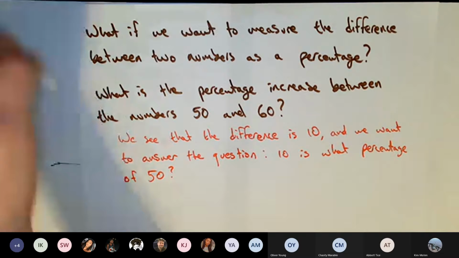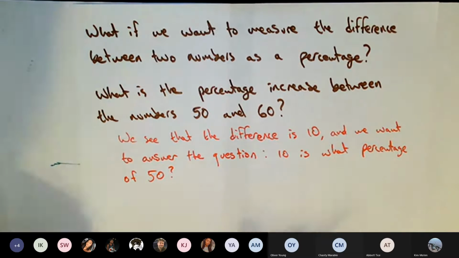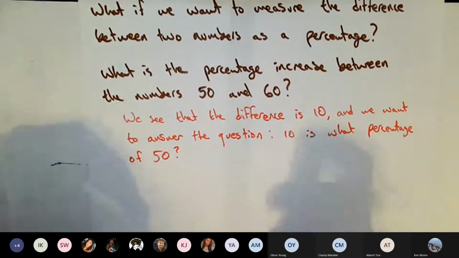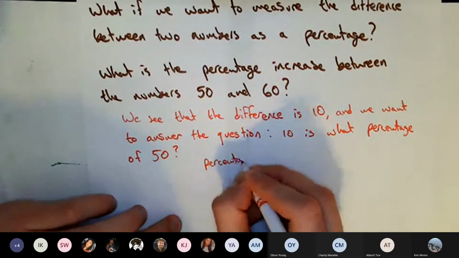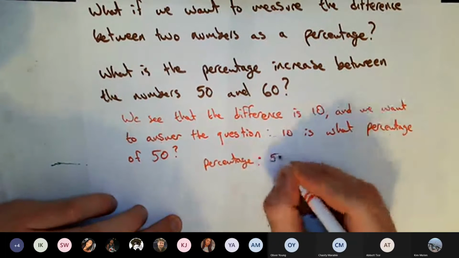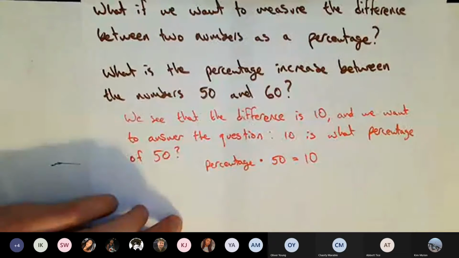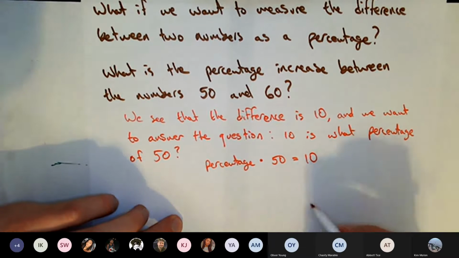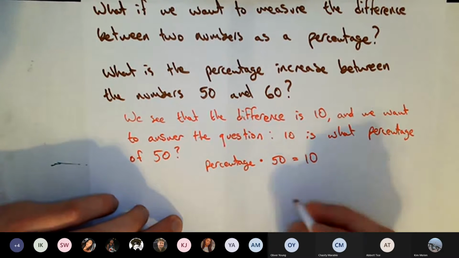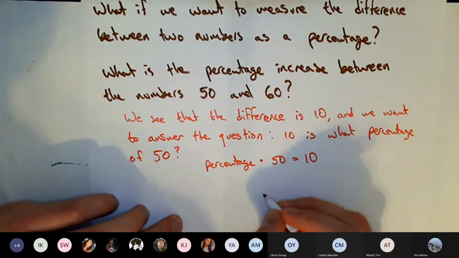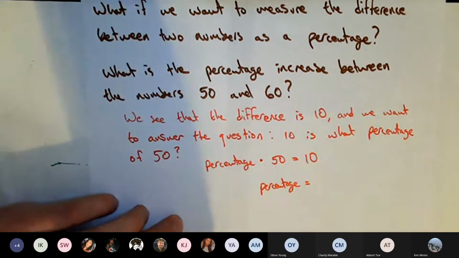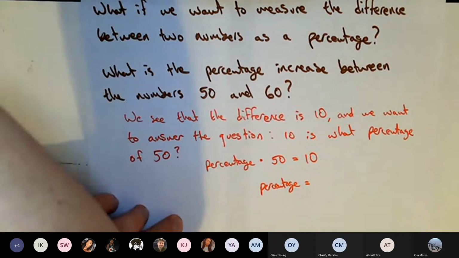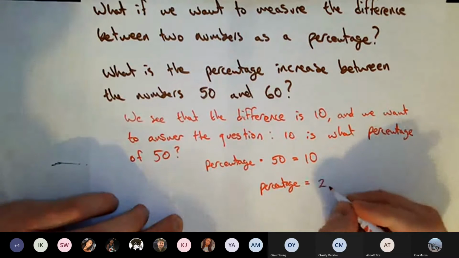So 10 is what percentage of 50? That's really the question we want to answer here. We would set this up exactly the same as I set up the previous one. Percentage times 50 is equal to 10. And this one's actually going to also be 20%, so I'll skip ahead, because you'll divide 10 by 50 and then multiply by 100, and it ends up being 20%.